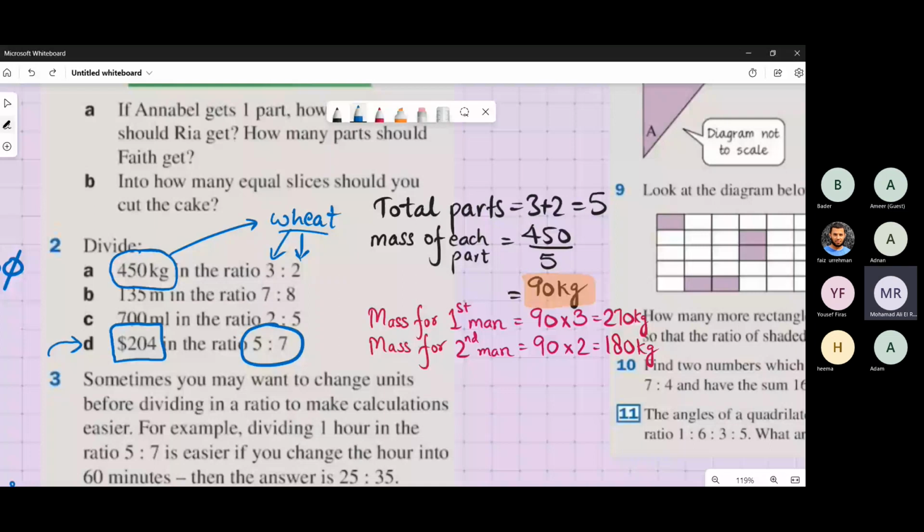Mister, so easy. Do the same steps, okay? Total parts and then amount. Instead of mass, put amount, or money. Money for each part, and then money for the first man, money for the second man. Like this. I did that.